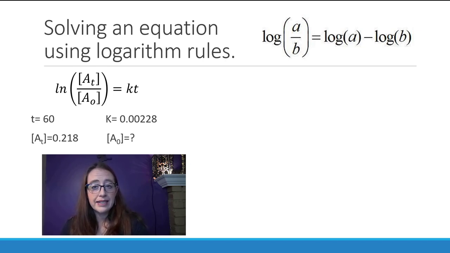So let's look at this example. Again, you'll learn the chemical concept behind this when you cover kinetics in your chemistry classes. But for now, let's just solve the equation with numbers. You'll notice now that rather than a log, it's a natural log.